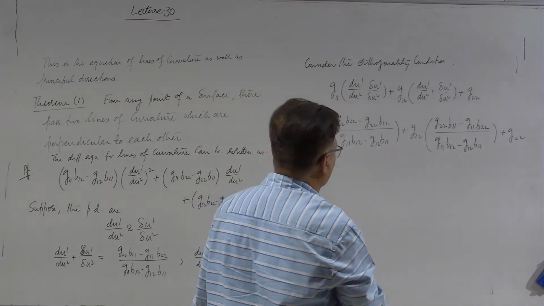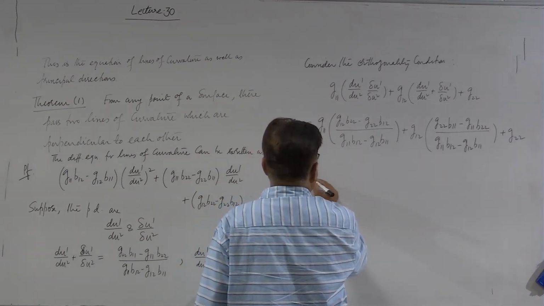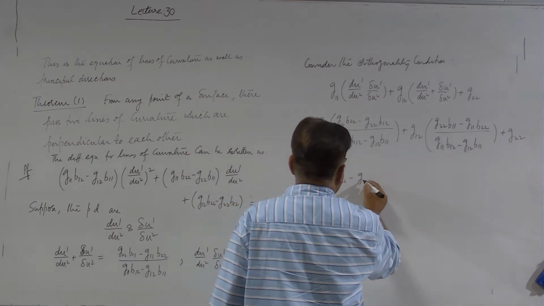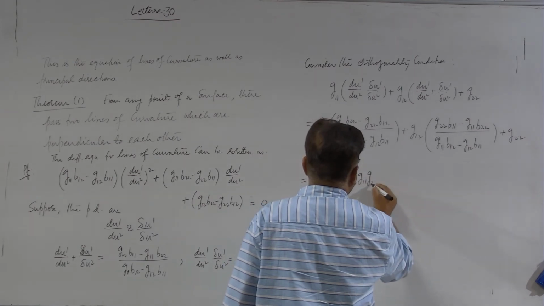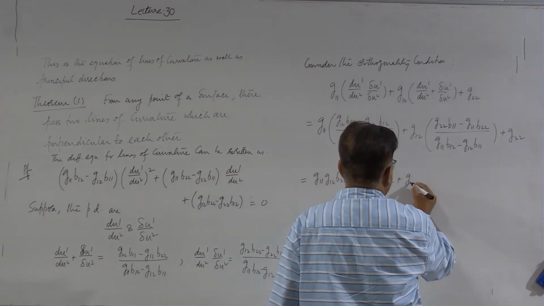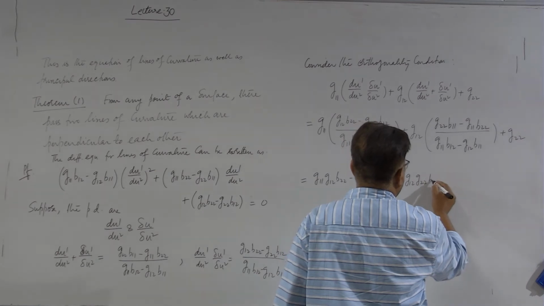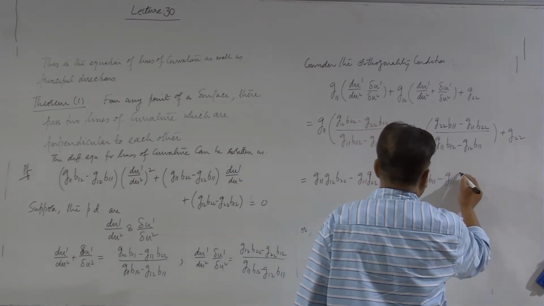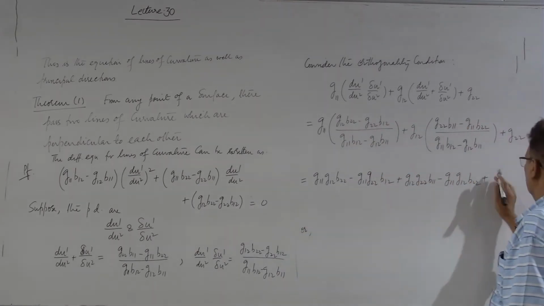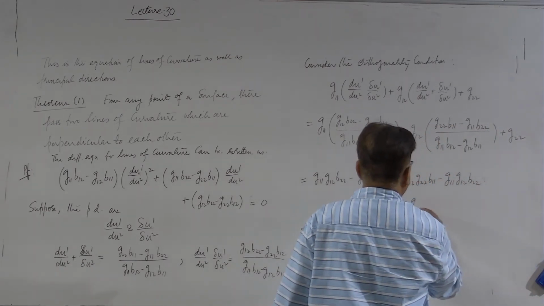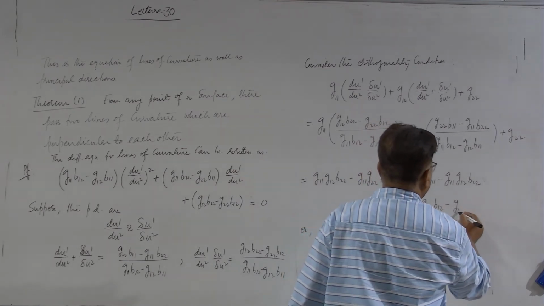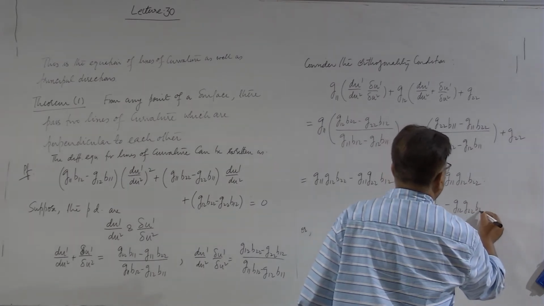I am just seeing whether it is going to become 0 or not. G11 into G12 B22 minus G11 G22 B12, plus G12 G22 B11 minus G11 G12 B22, and plus G22 into G11 B12 minus G12 G22 B11.